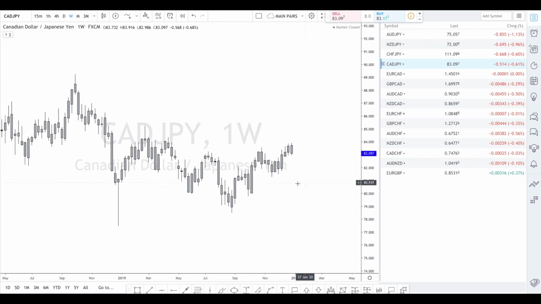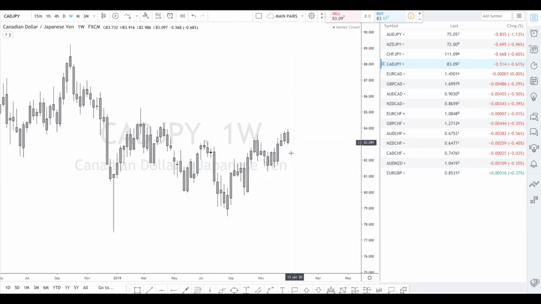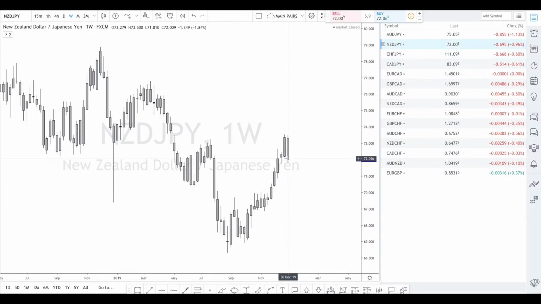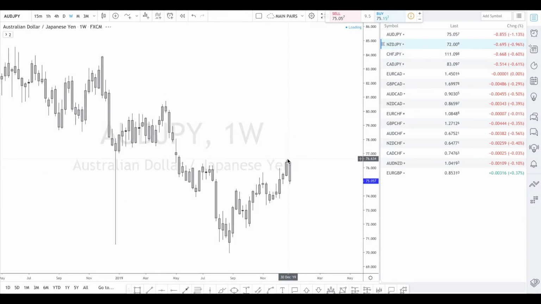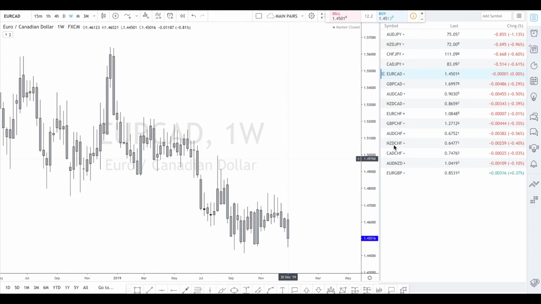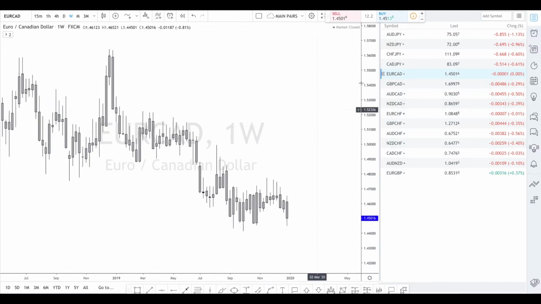CAD, obviously, is a commodity currency as well. You can see CAD in regards to the yen, again a different price structure. But overall, when we look at all of our yen pairs, we've been in a risk on environment. So we've been buying risky assets and selling the yen, which is why overall the yen pairs were moving higher.